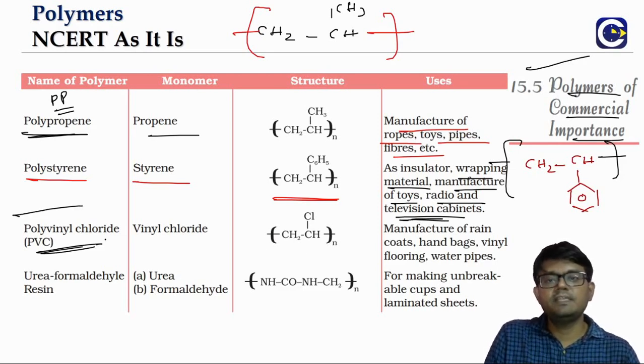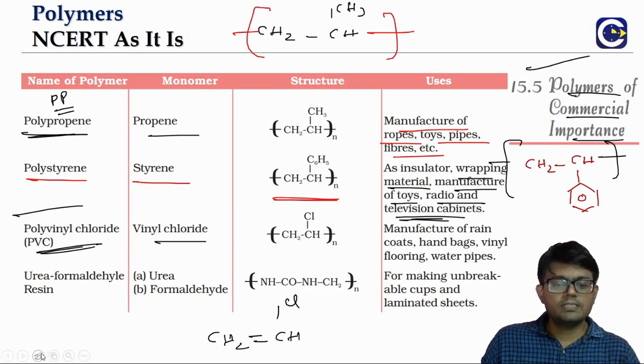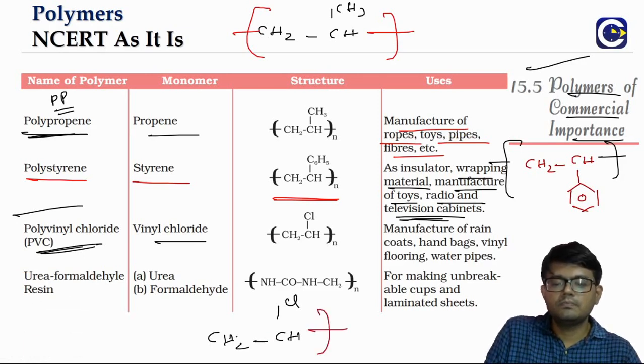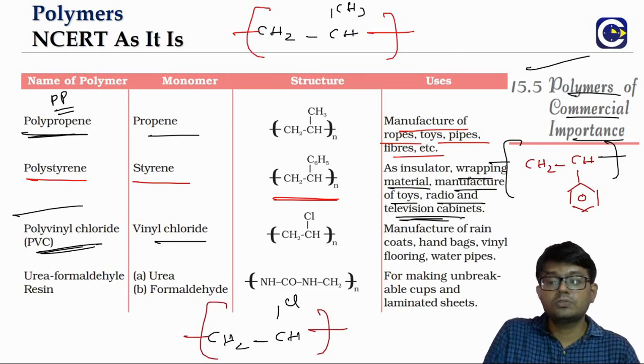PVC, generally PVC pipes, right? We will see polyvinyl chloride. What is vinyl chloride? CH2 double bond CHCl. Remove the unsaturation, we will be able to form the repeating unit of the polymer. This is also what? Addition polymer. Where is it used? Water pipes, of course. Vinyl flooring, handbags, raincoats, all these are what? Made up of PVC.